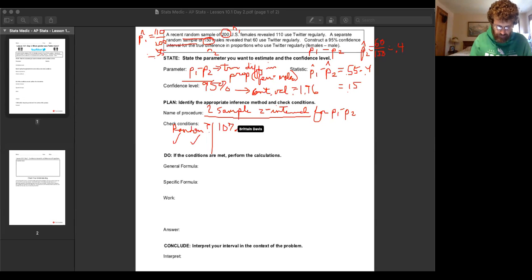10% condition. 200 females is definitely less than all US females. And 150 males is definitely less than all US males. So we met it for both.